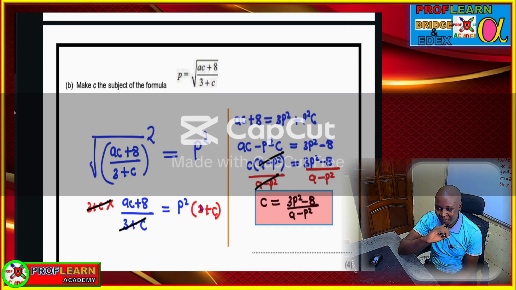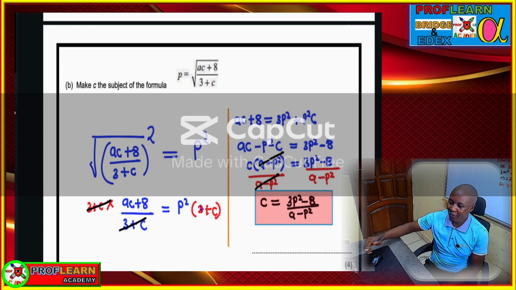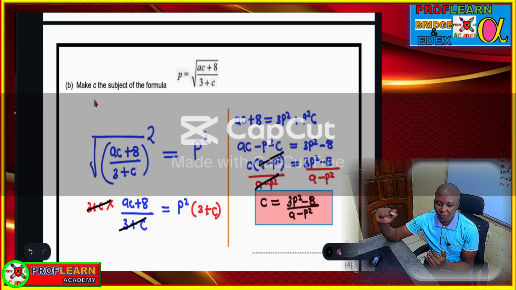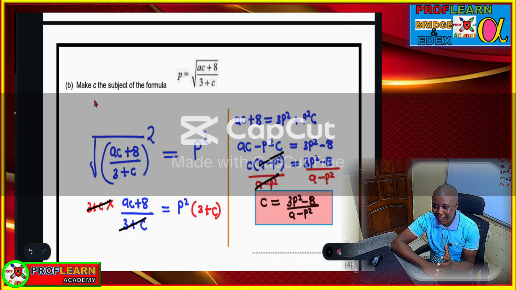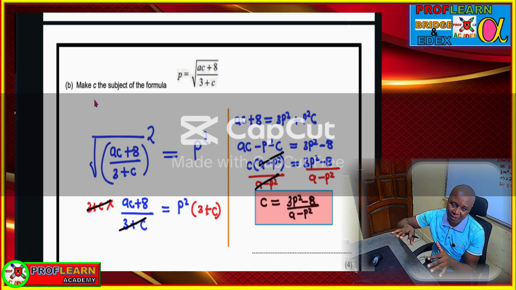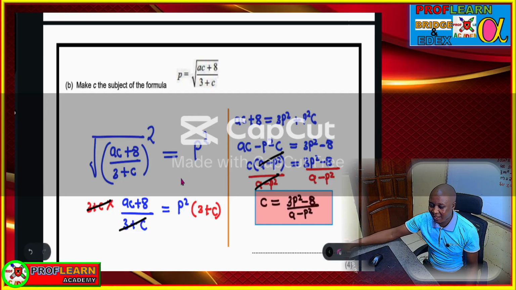So if you don't know how to make something the subject, it's high time you follow on how to make the subject. If we're making C the subject of the formula, it means we want to rearrange this formula so that we have C on one side and all the other variables and terms on the other side. So we are going to start by writing this part on this side.